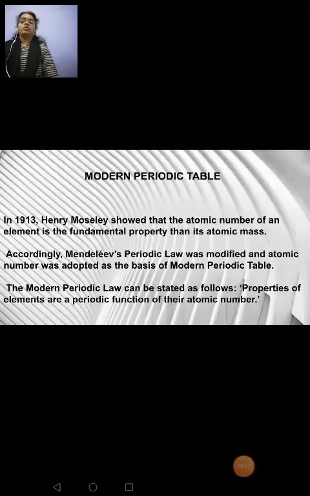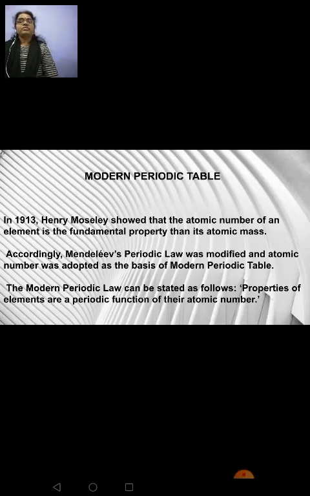So we'll start with the modern periodic table. In 1913, Henry Moseley showed that the atomic number of an element is a more fundamental property than its atomic mass. So Mendeleev's periodic law was modified and atomic number was adopted as the basis of the modern periodic table. Mendeleev's periodic law states that the physical and chemical properties of elements are a periodic function of their atomic masses.